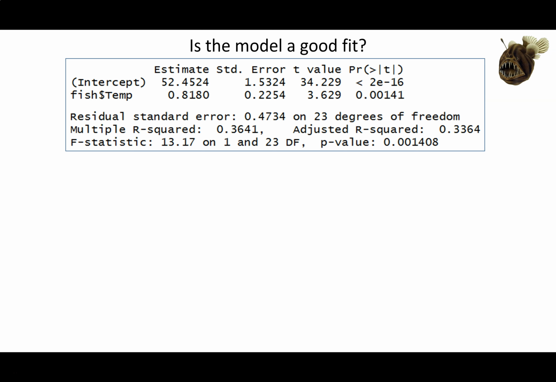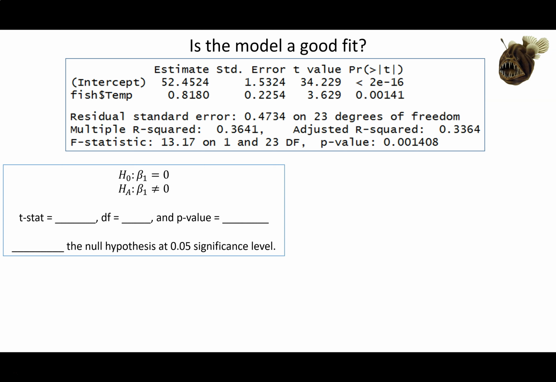Okay, now that we've looked at the assumptions, we want to determine, hey, is this model a good fit? Does knowing the average sea temperature help give us more information about what latitude the anglerfish was found? Here's our output. I'm going to focus on the line that goes with temperature, that's my explanatory variable. The T value, my T statistic, is 3.629. My degrees of freedom are 23. And the p-value is 0.00141. If I'm using a 0.05 significance level, I'm going to reject the null because that p-value is smaller. That is strong evidence that knowing the average sea temperature does give us additional information about what latitude we find that fish at.